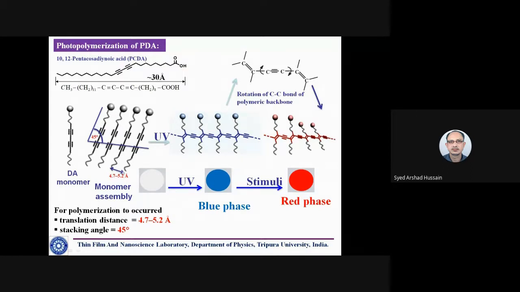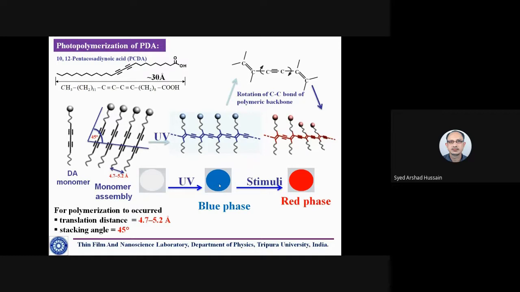And of course, there are some requirements. This monomer should be close enough, say 4.7 to 5.2 Angstrom. Then their stacking angle should be of the order like this. And then if you expose to UV, they polymerize. They show a prominent blue color, and one can observe it with the naked eye.